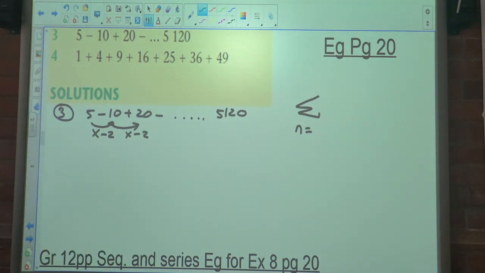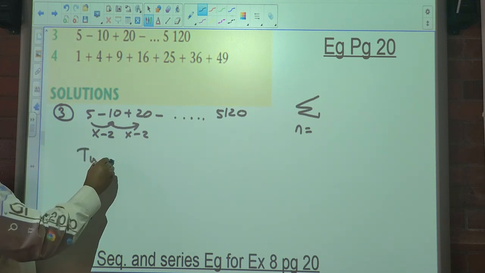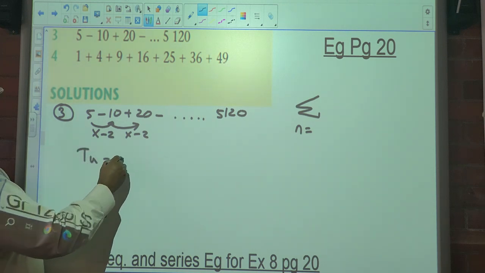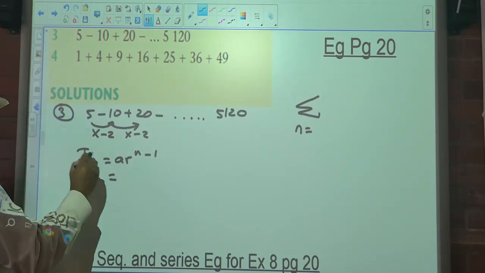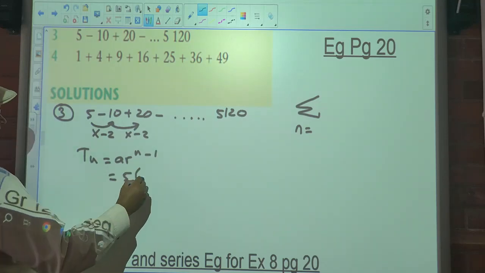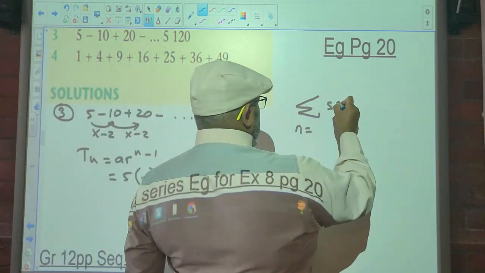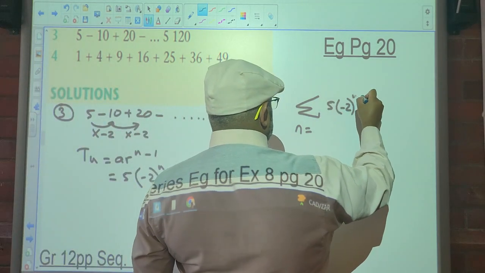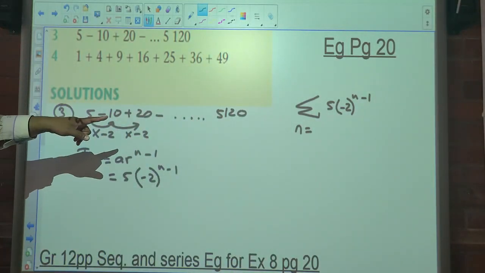So what type of sequence is this, or series? Geometric. Okay. So what's the general formula for geometric sequences? Tn is equal to A R to the n minus 1. What's my A value? 5. R is negative 2. So that's my general term: 5 into negative 2 to the n minus 1.